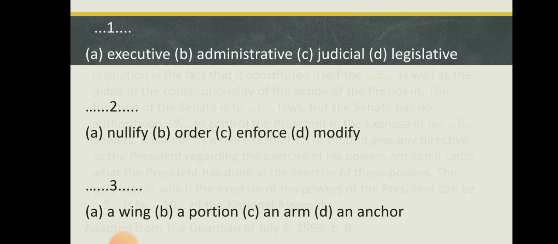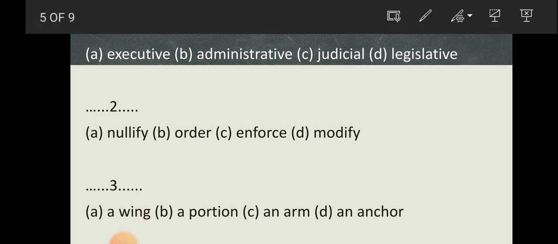We have the first one, executive. We're talking about Senate and the president. So anything that involves Senate, executive is not among. Administrative is wrong. Judicial is wrong. So now that's to say that the correct option here is legislative.